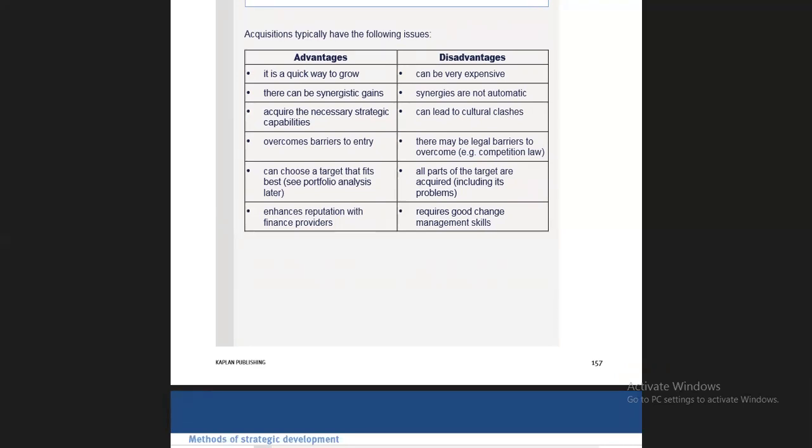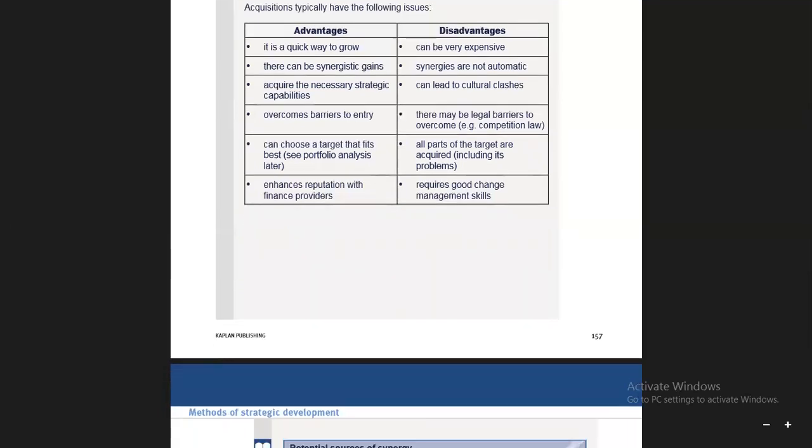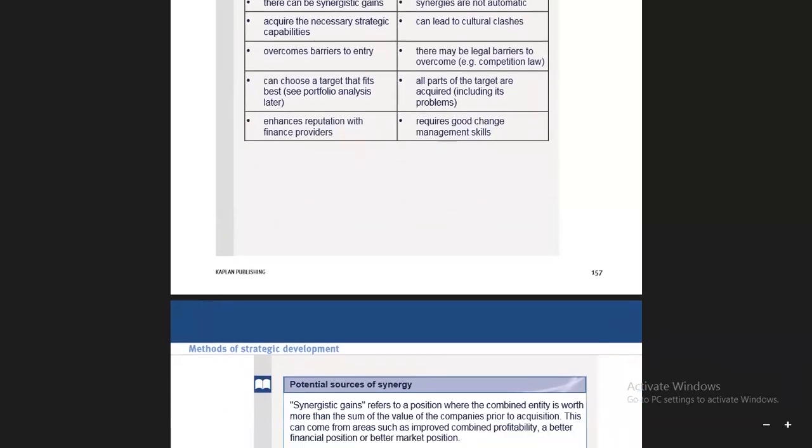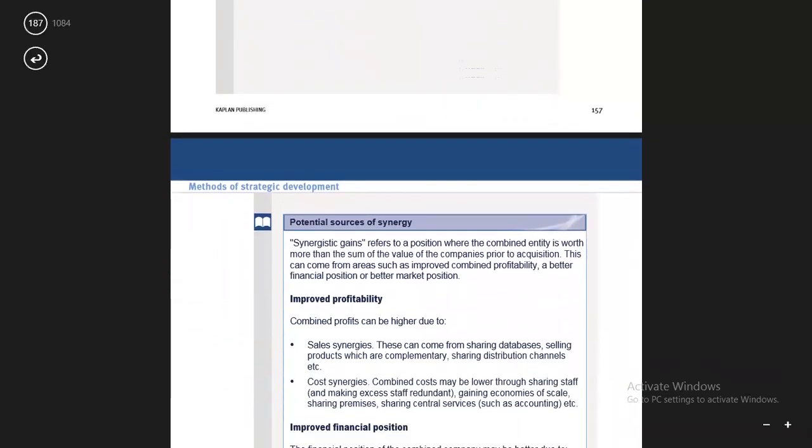Requires good change management skills. Yes, if the management is not going to accept that change, how will you implement it? They must also accept the change and have the skill to adapt to the situation, to change themselves as per the parent company. So it will require good change management skills. If they don't have good change management skills, they are rigid, not flexible, so they will not move into that culture.